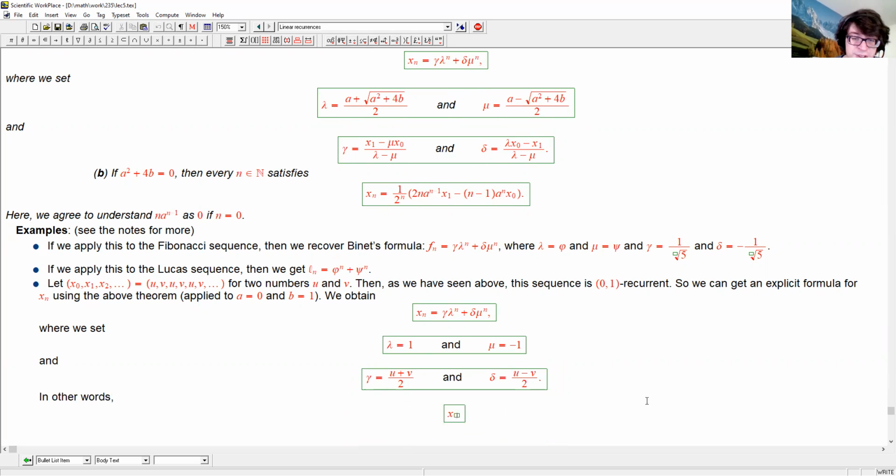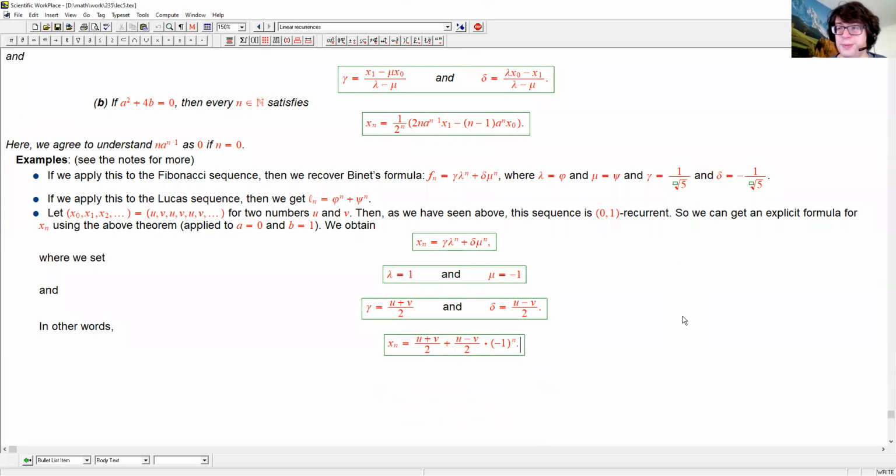In other words, xn is u plus v over 2 times 1 to the n plus u minus v over 2 times minus 1 to the n. And 1 to the n just disappears, it's just 1. Is this surprising? No, because minus 1 to the n is exactly what gives us this two periodicity. Minus 1 to the n oscillates between 1, minus 1, 1, minus 1, 1, minus 1, and so on.